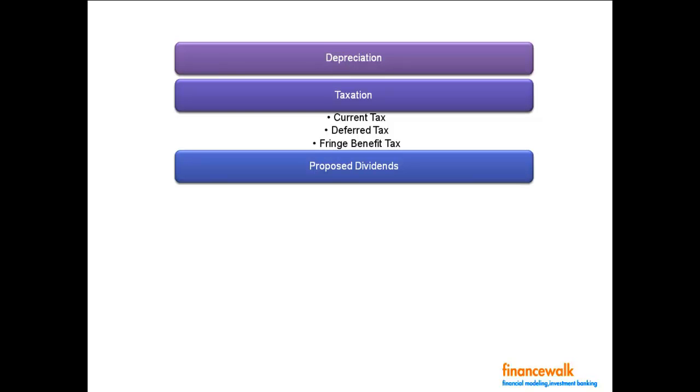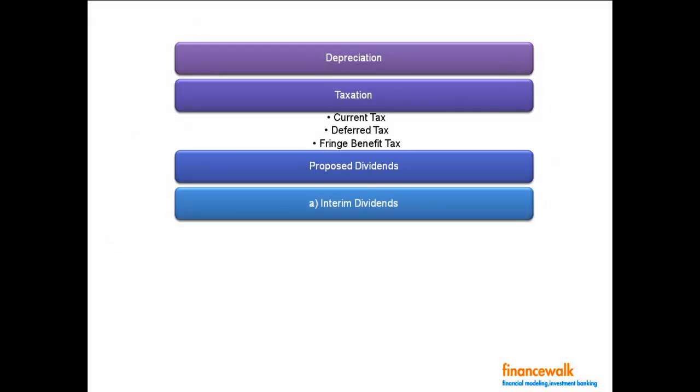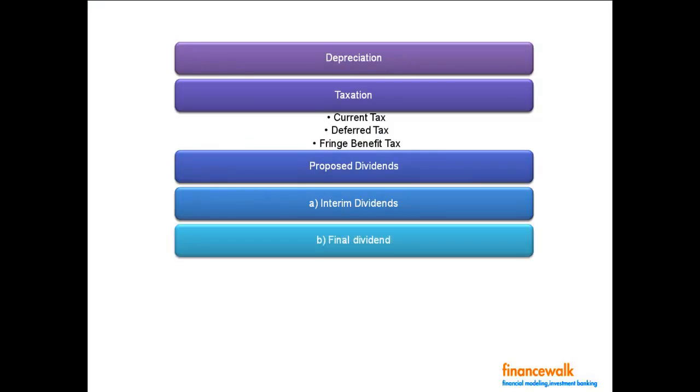Then let's see what are proposed dividends. Normally the mature companies pay dividends while the growing companies pay less or no dividends. Most companies pay dividends twice a year. Okay, interim dividends. Interim dividends are paid during the year in anticipation of satisfactory results. So these are called interim dividends.